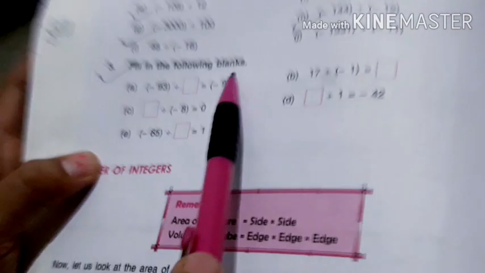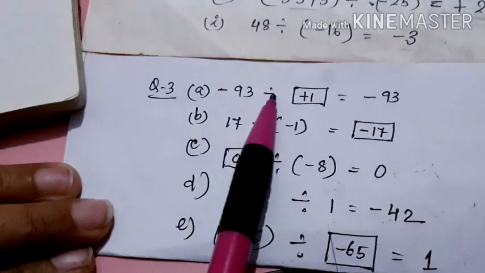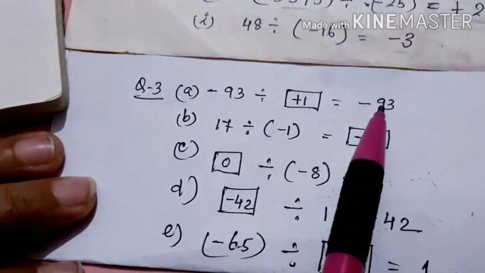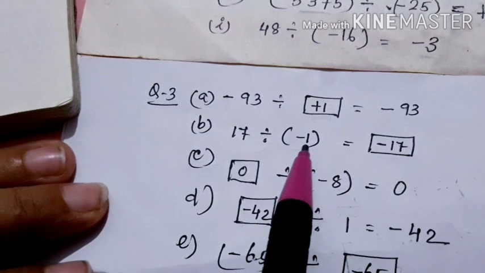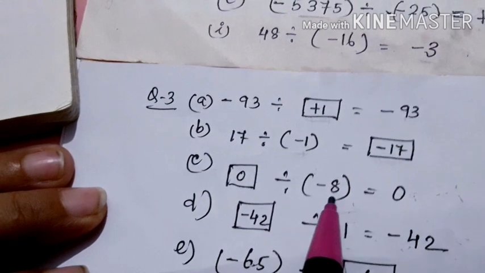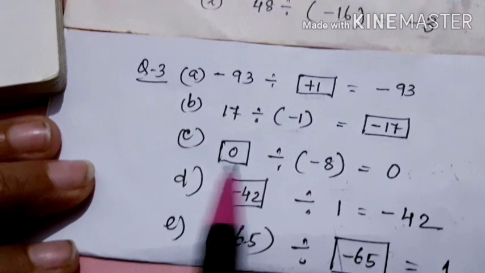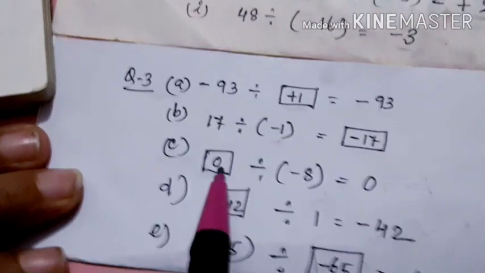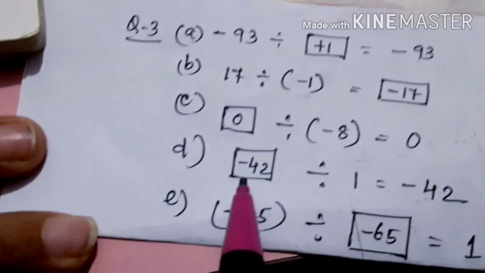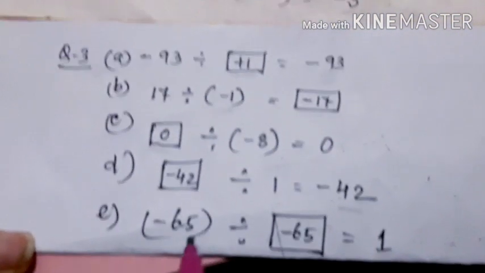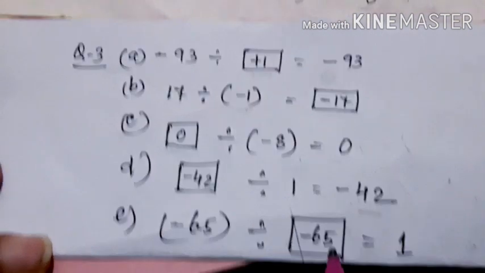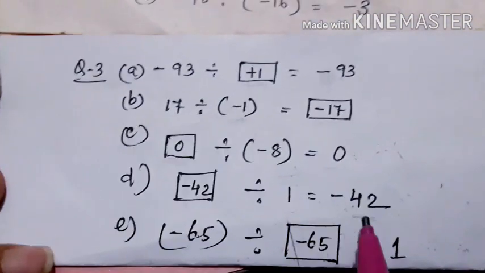Then question number 3. Fill in the following blanks. Minus 19 divided by dash is equal to minus 93. So this is plus 1. 17 divided by dash is equal to minus 17. You will put here minus 1. Dash divided by minus 8 is equal to 0. You know, 0 divided by any number will be equal to 0. Then minus 42 divided by 1 is equal to minus 42. Minus 65 divided by dash is equal to 1 minus 65. This is all about the division in worksheet 7.